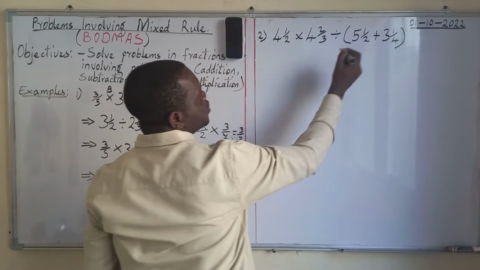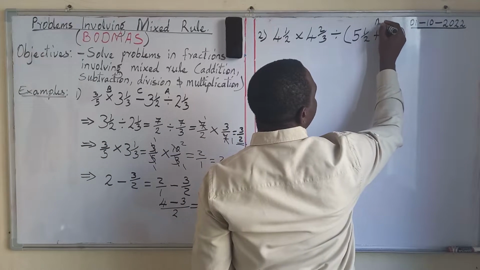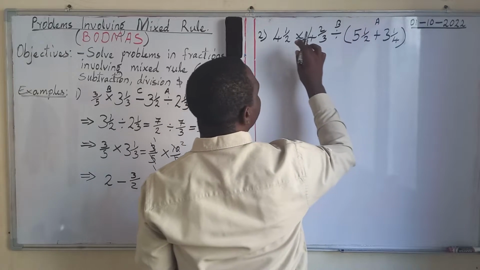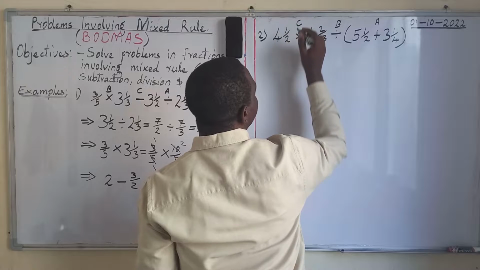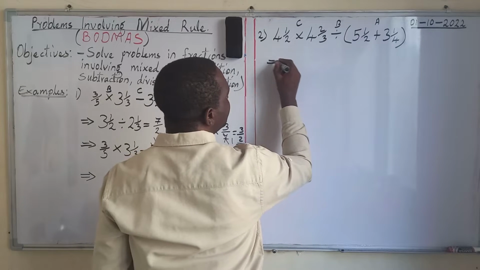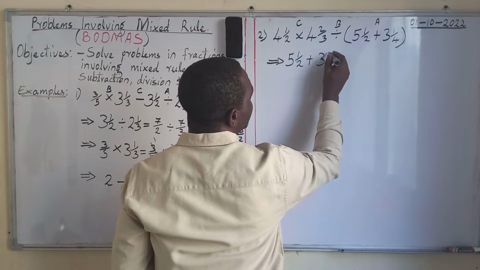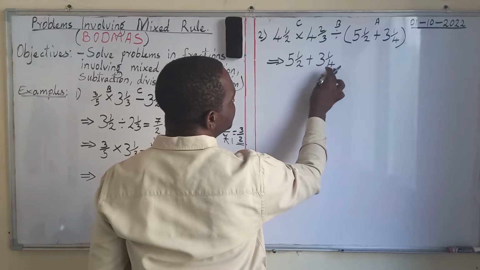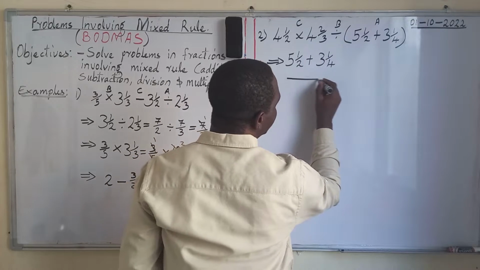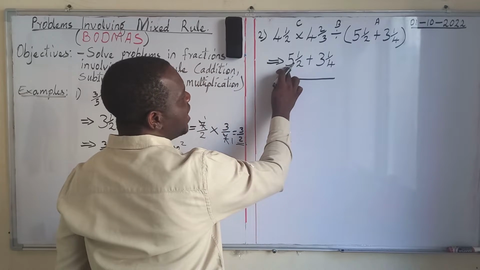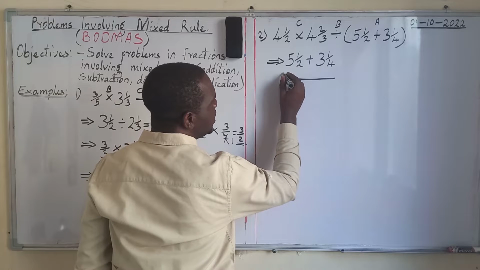So we are going to identify this as A. We start with this, followed by division, B, and we are going to end up with C, which is multiplication. Let's start with A, 5 1/2 plus 3 1/4. The denominators are different, so we're going to find the LCM. And before we find LCM, you add the whole numbers. 5 plus 3 is 8.